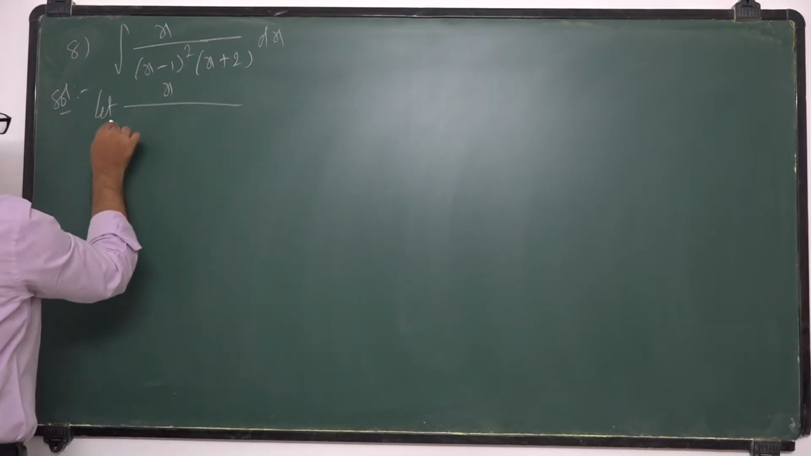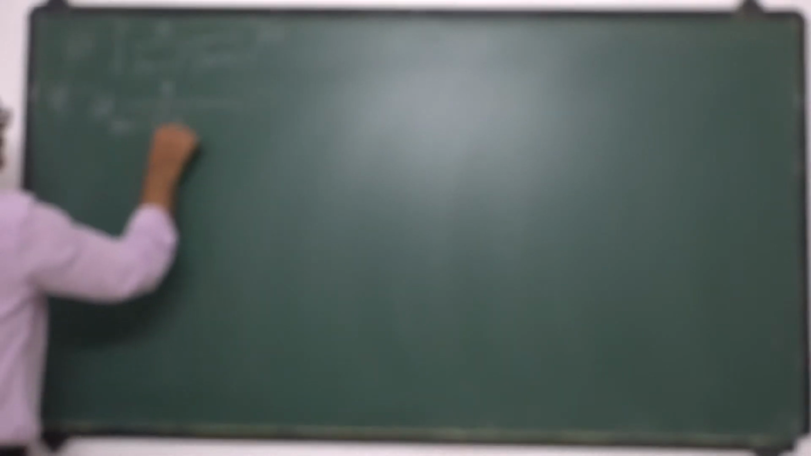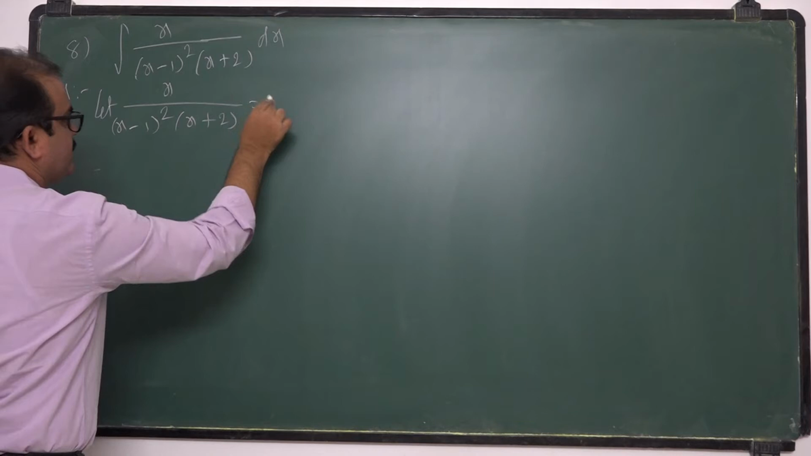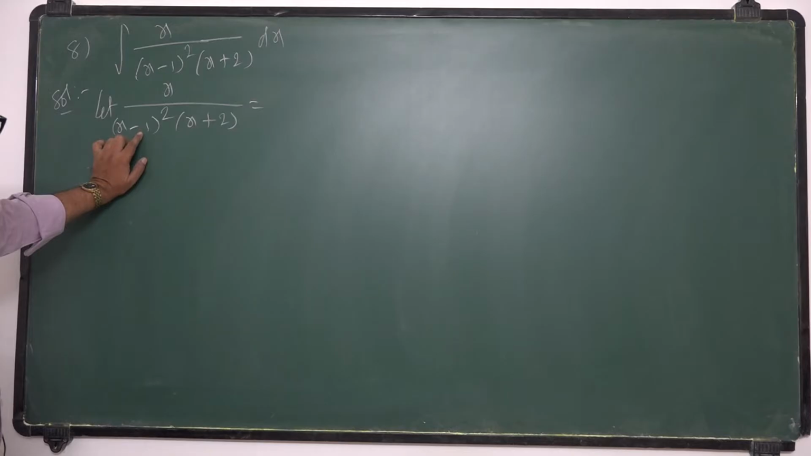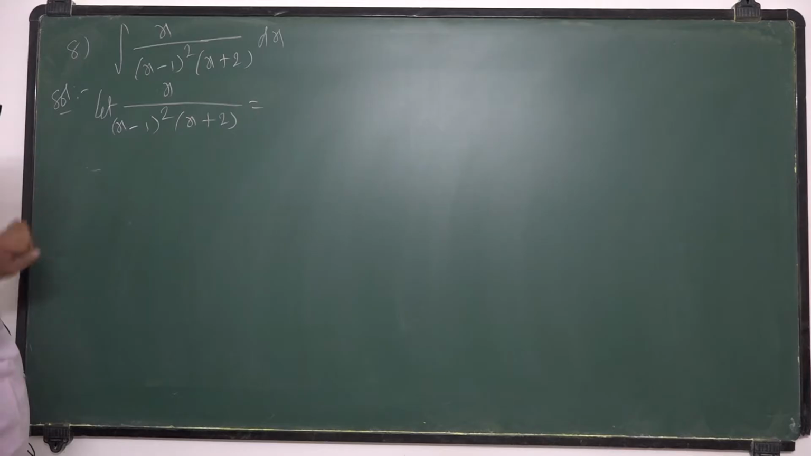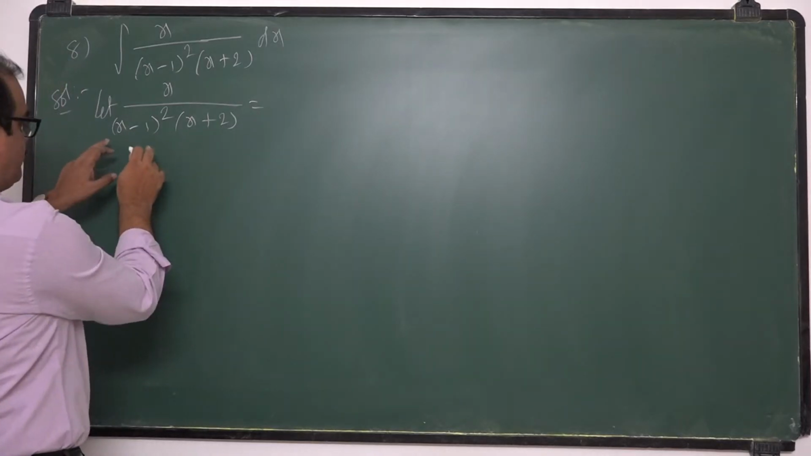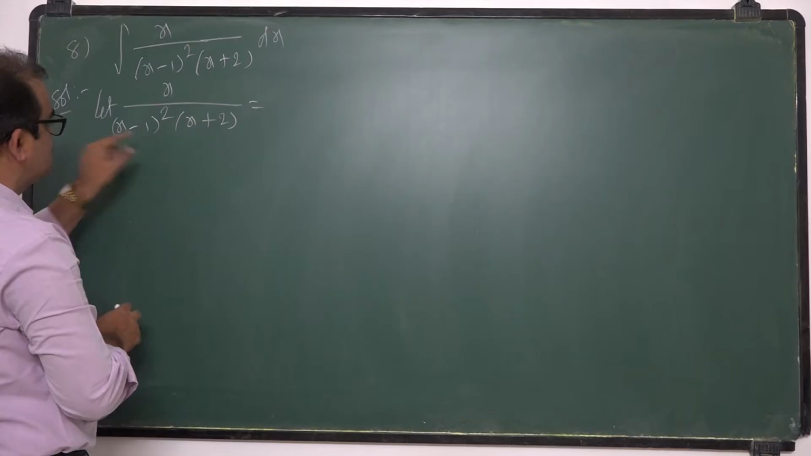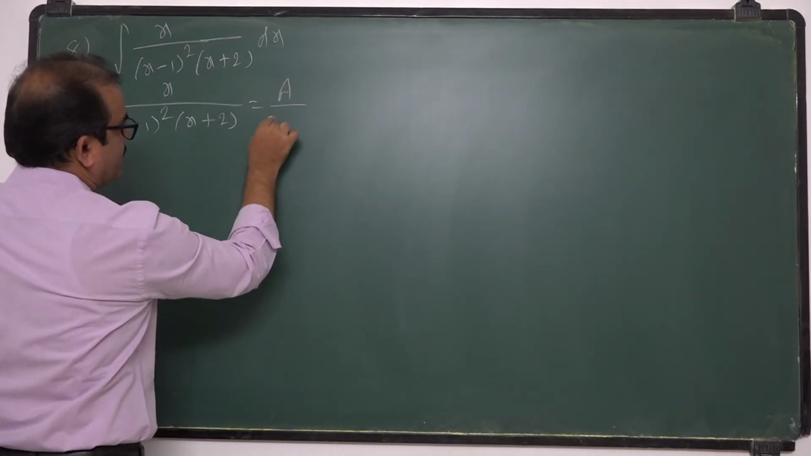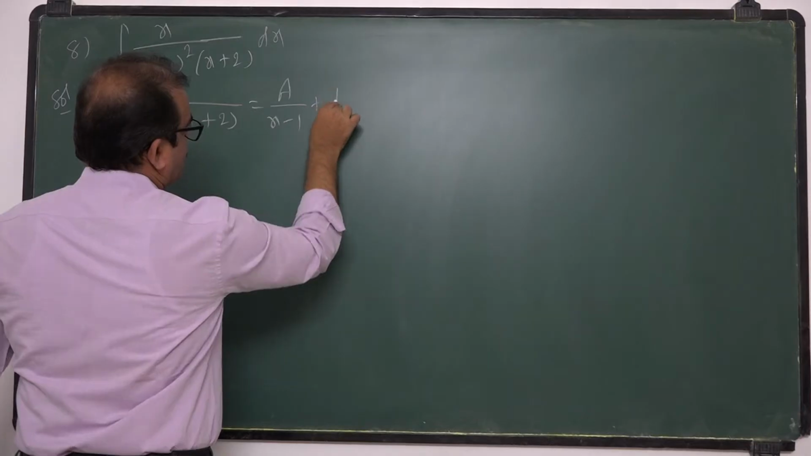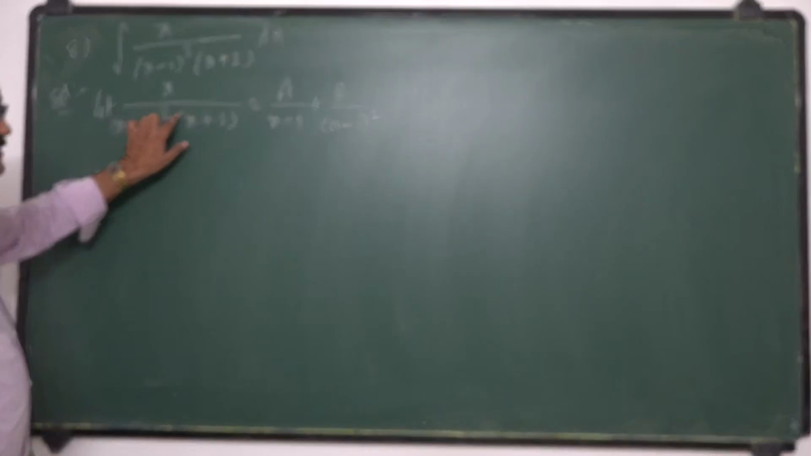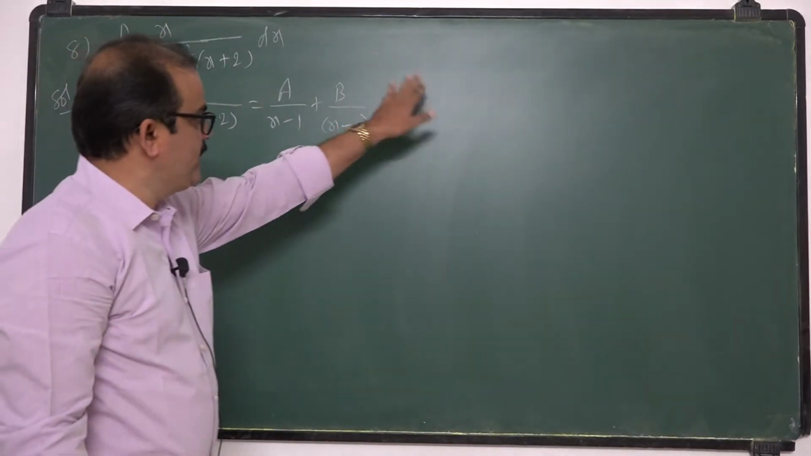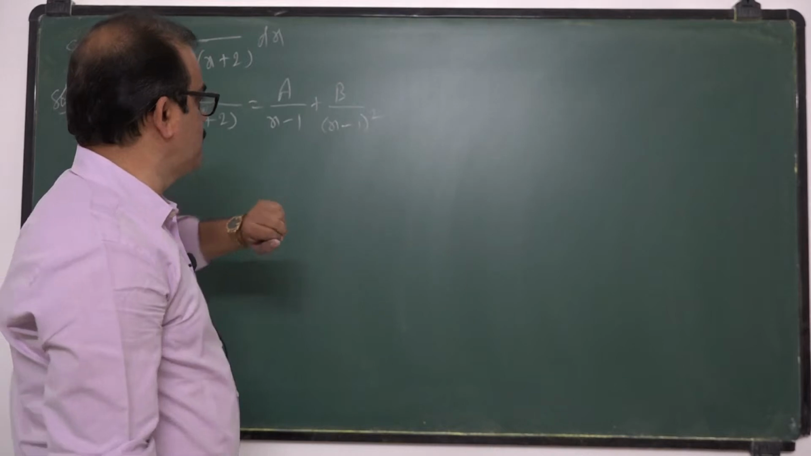Let x by (x minus 1) whole square into (x plus 2). You observe that it is a repeated linear factor. How many times is it repeated? 2 times. So the partial fractions corresponding to this linear factor are A by (x minus 1) plus B by (x minus 1) whole square. If it is repeated 3 times, you write plus C by (x minus 1) whole cube.